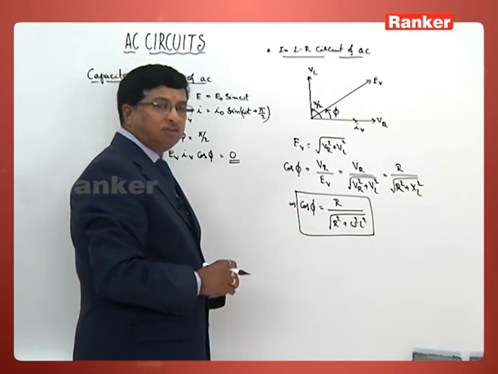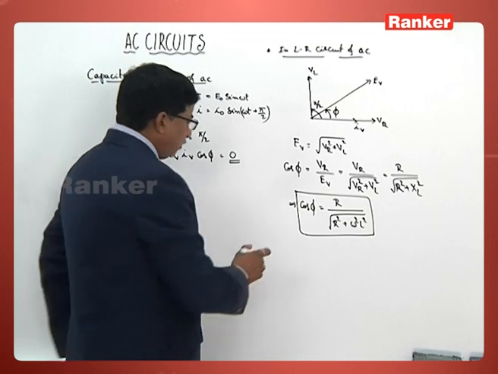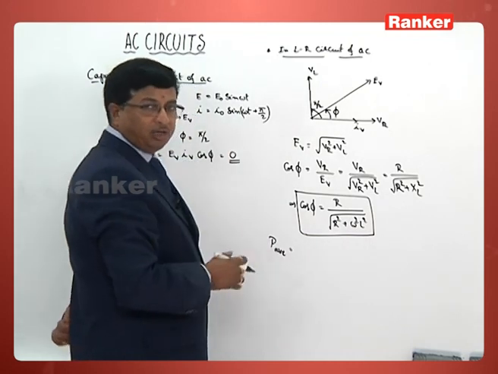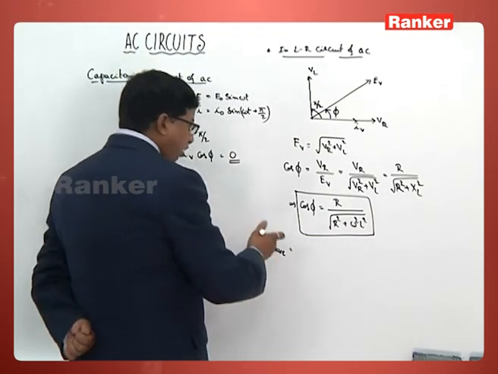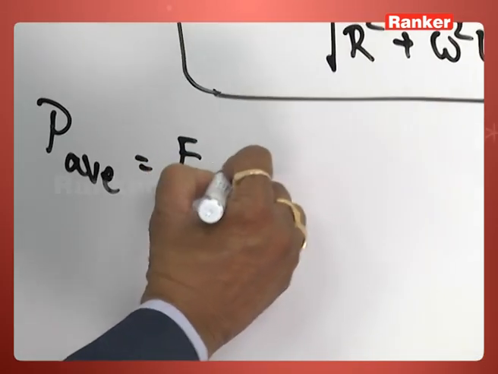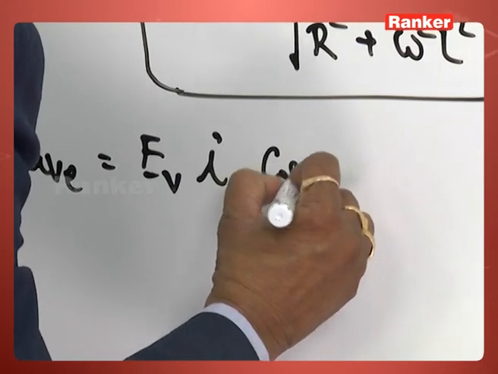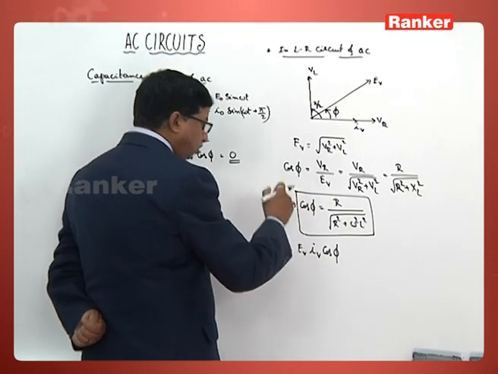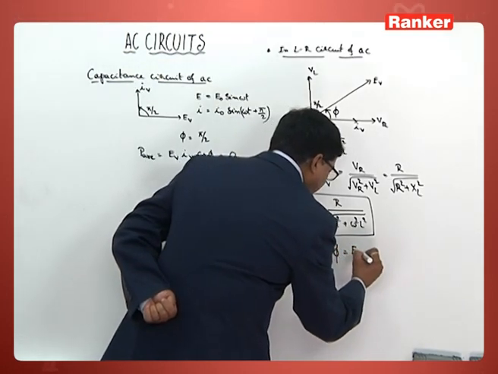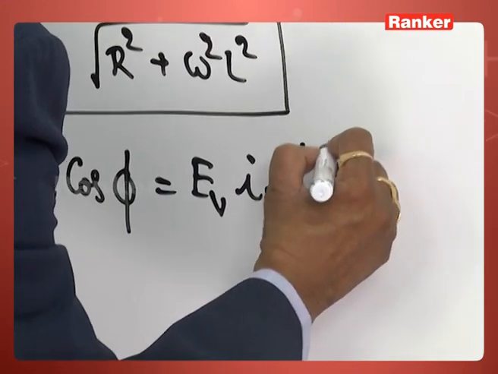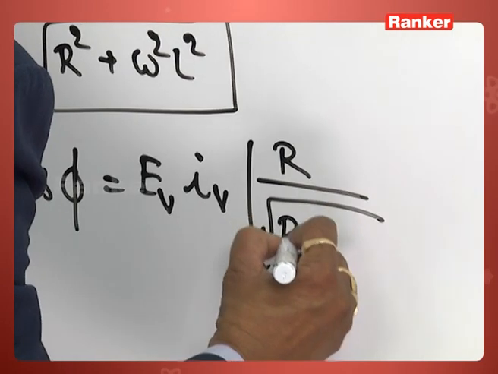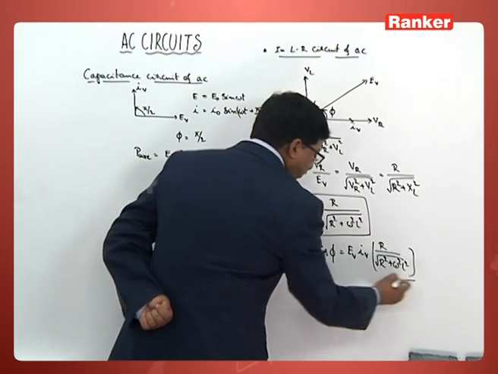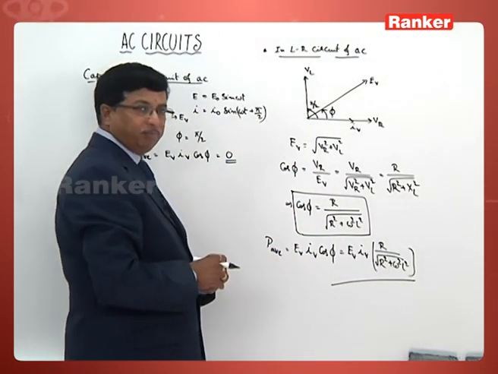The moment we know the power factor in this particular circuit, then automatically one can write the average power that is existing in that. What is the average power of that circuit now? According to the equation, E virtual into I virtual into cos phi. What is cos phi? Already we have kept it ready here. Substitute that value here. You'll be getting EV into IV into R by root over R square plus omega square L square. This is one form of the equation for power.